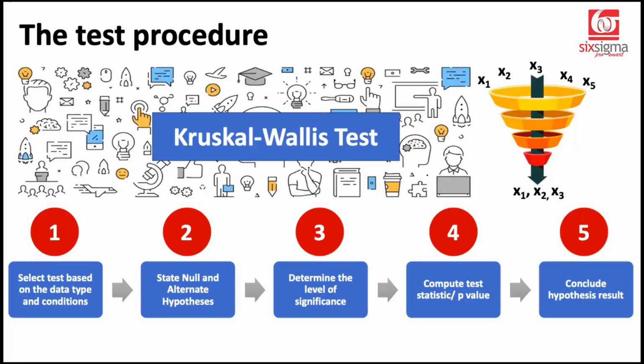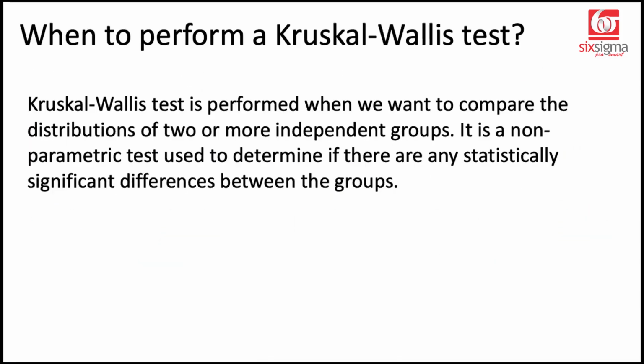In this video, we're going to talk about the Kruskal-Wallis test. A Kruskal-Wallis test is performed when we want to compare the distributions of two or more independent groups. It is a non-parametric equivalent of the one-way ANOVA. It attempts to determine if there are any statistically significant differences between these groups.